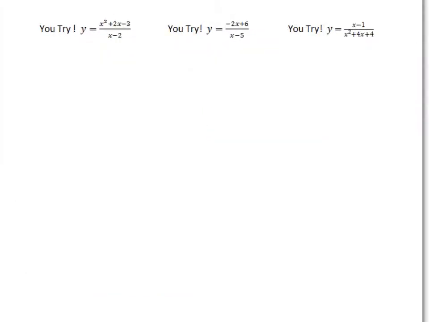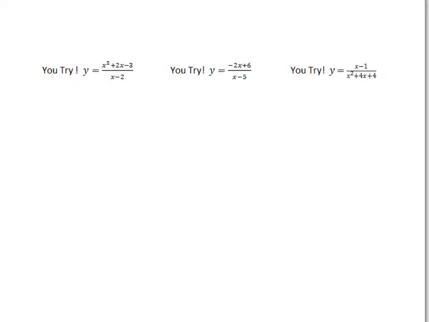Now, these are just under the horizontal, but we're going to go ahead and practice both. So we're going to find vertical and horizontal. So you might want to write that above these problems.